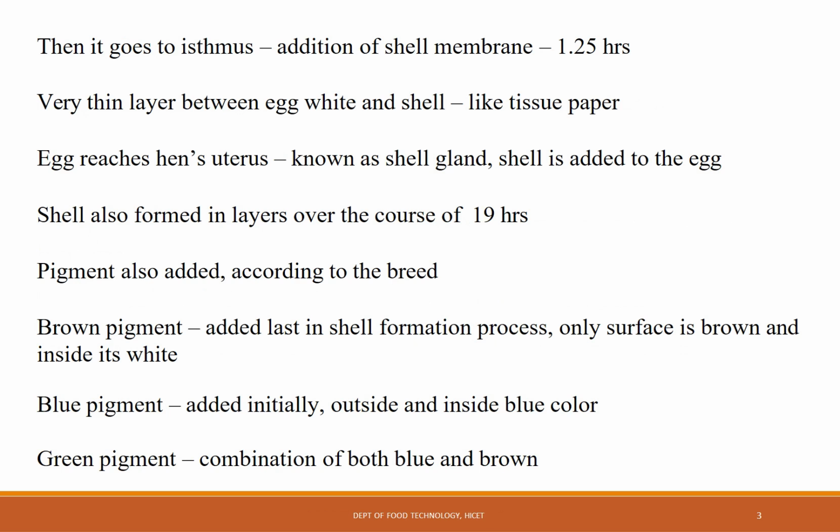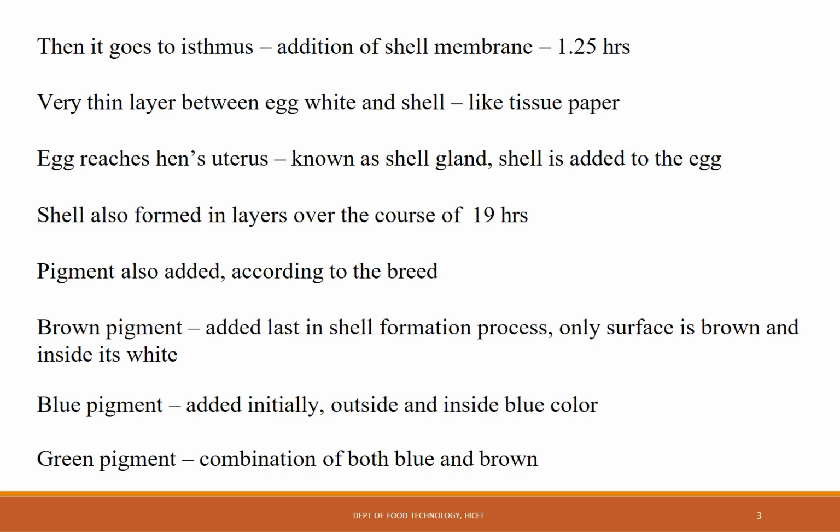Then after the magnum region, it goes to the isthmus region where the addition of the shell membrane happens. When we boil and see the egg, there is a soft, whitish, tissue-like layer. That is the shell membrane. It takes around 1.25 hours to form that layer. That forms in the region of the isthmus. It is a very thin layer between the egg white and shell, like tissue paper, as I told.